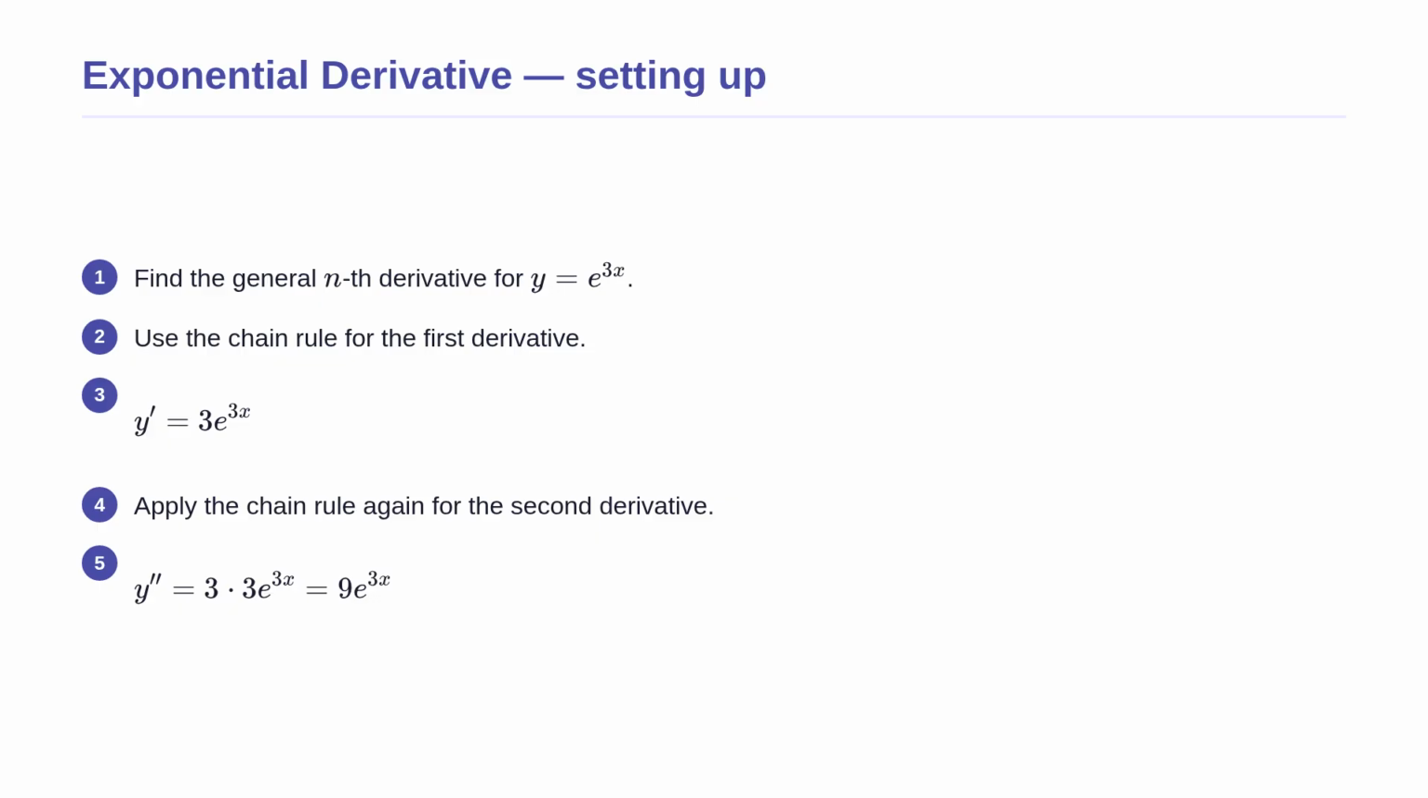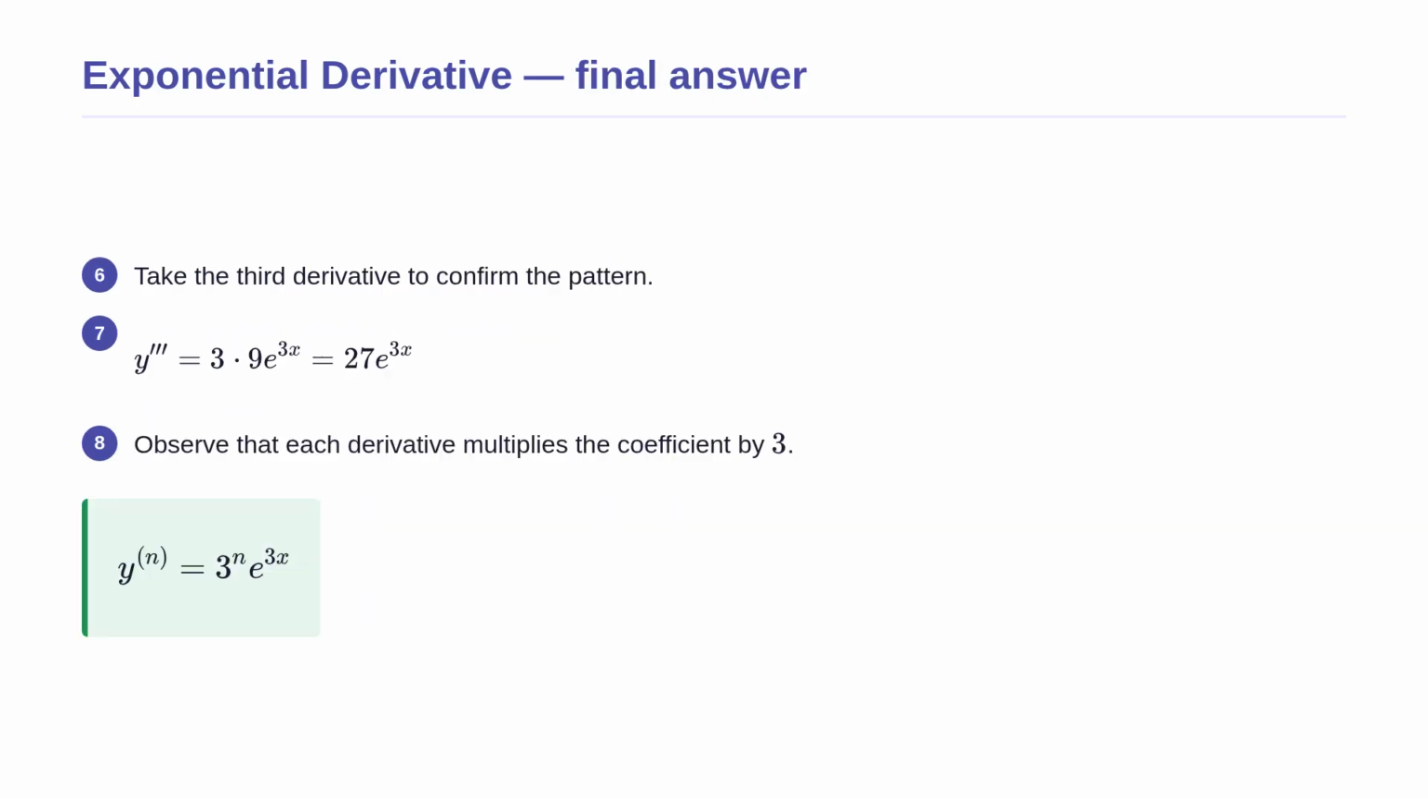Next, we take the derivative of this new result to find the second derivative. The chain rule forces another 3 to come down from the exponent. This new 3 multiplies with the 3 that was already sitting in front. This multiplication gives us 9, which can also be written as 3 squared. Continuing our process, taking the third derivative brings down yet another 3, multiplying by the 9 to give 27, which is 3 cubed. We can now clearly see the pattern.